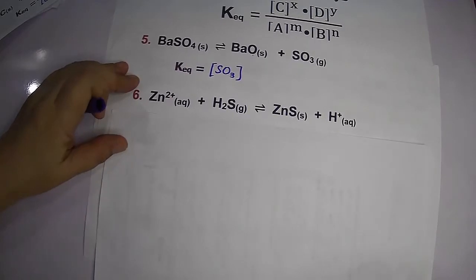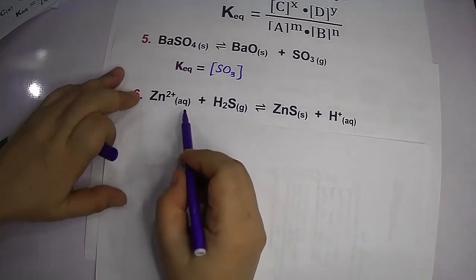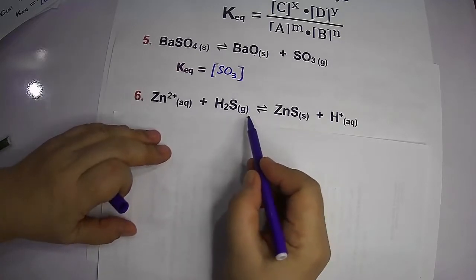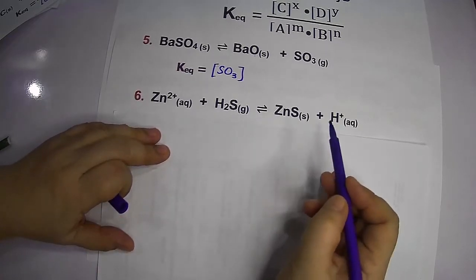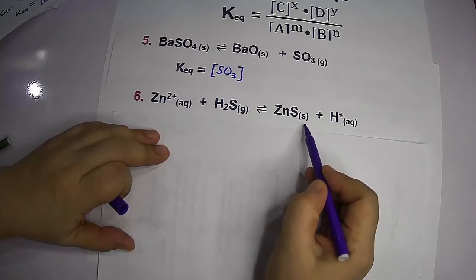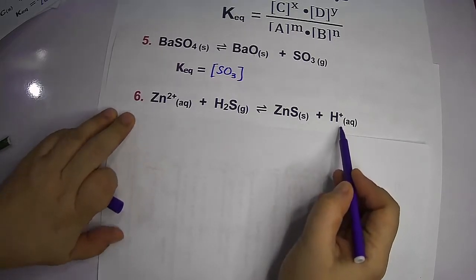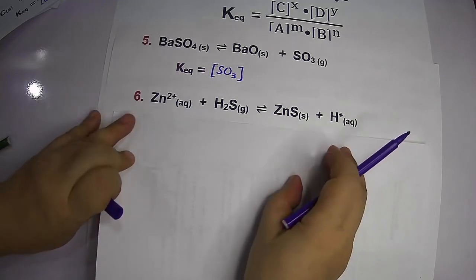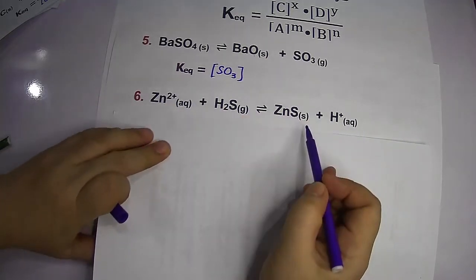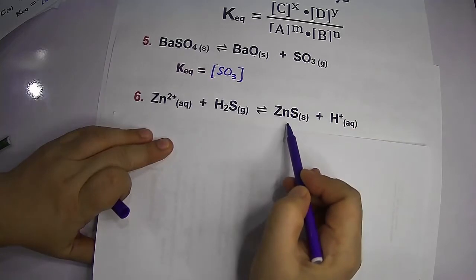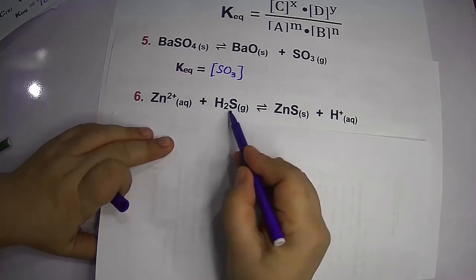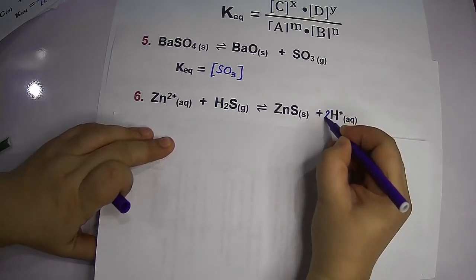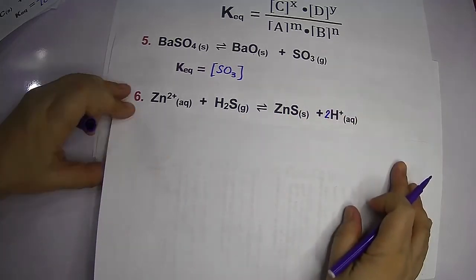Next, we have zinc positive 2 ion, aqueous, and hydrogen sulfide, gaseous state. The product is zinc sulfide, solid, and hydrogen ion in an aqueous solution. Okay, we check if we have a balanced equation. We have zinc 1 on the product side, sulfur 1, hydrogen, we have 1 here, we have 2, so we attach 2 here to balance the number of hydrogen.